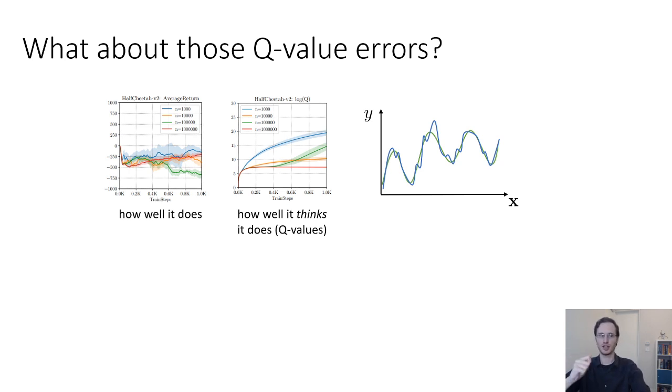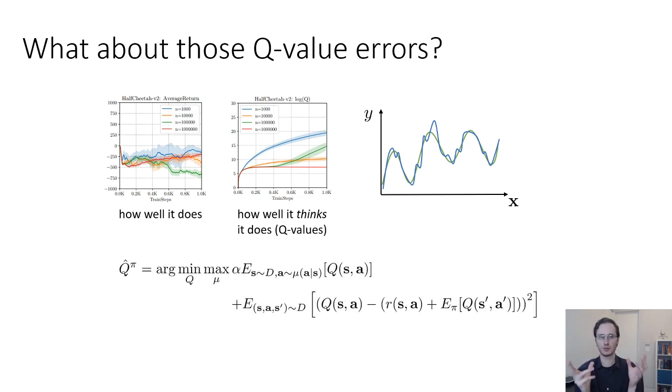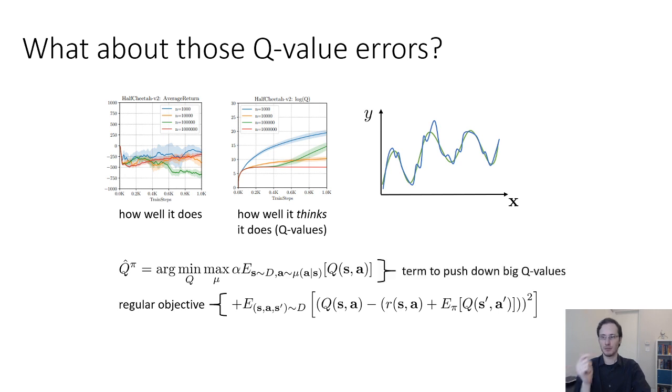What if we directly push down on erroneously high Q values? One of the ways we could do this is we can formulate a Q-learning objective with a penalty. So we have the usual term which says minimize the Bellman error, and then we have a penalty term which says pick the actions with the high Q values and push down on those Q values. So minimize the Q values under this distribution mu, which is chosen so that the Q values under mu are high. So this will basically find these erroneous positive points and push them down.